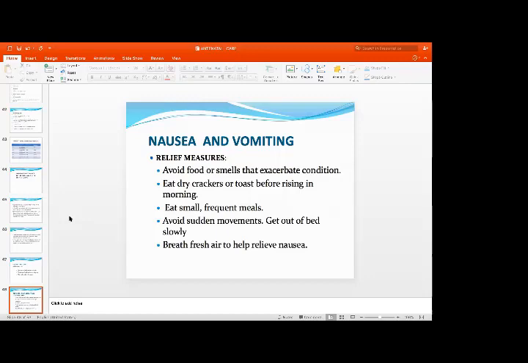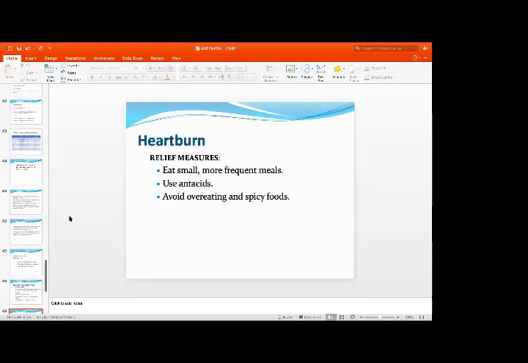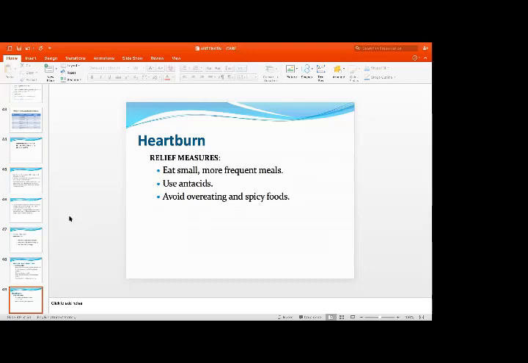Eat dry crackers or toast before rising in the morning. Eat small, frequent meals. Do not take a big meal. She should take small, frequent meals, at least 6 portions per day. Avoid sudden movements, that is, suddenly jumping out of bed. She should get out of bed slowly and breathe fresh air to help relieve nausea. So these are the general measures. She has increased heartburn. For that, eat small, more frequent meals. Antacids should be taken, and avoid overeating and spicy foods.